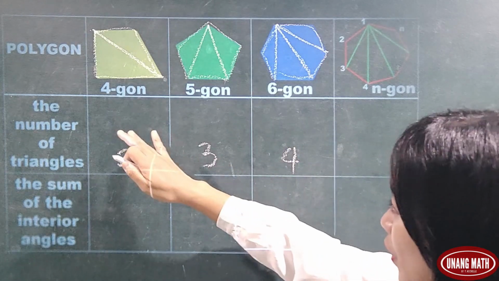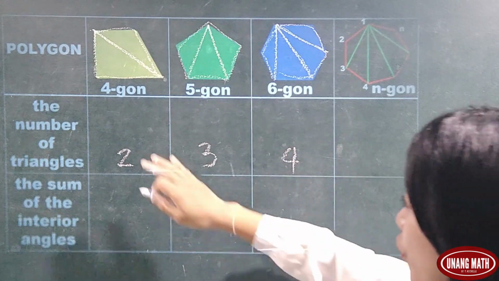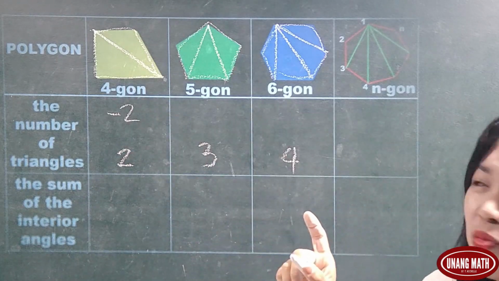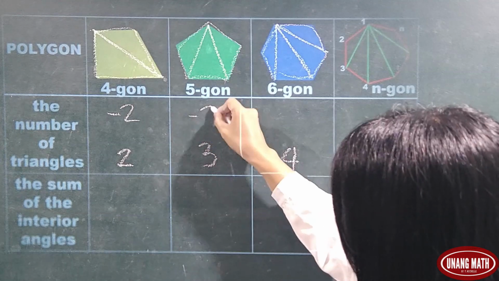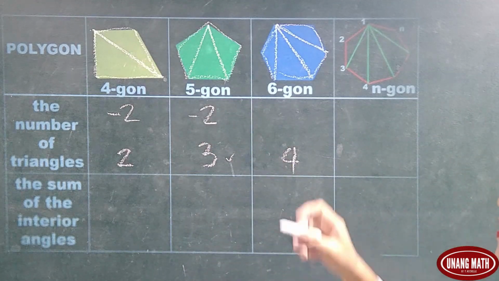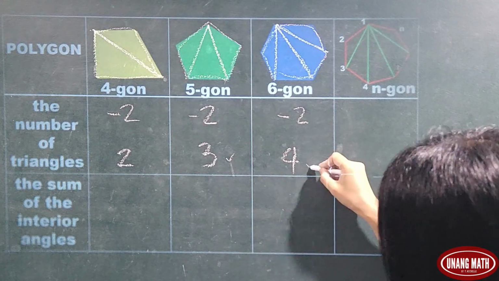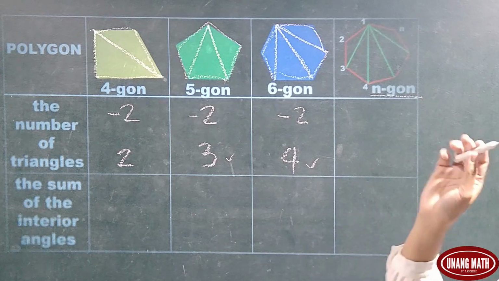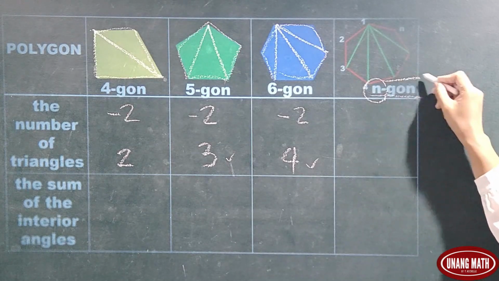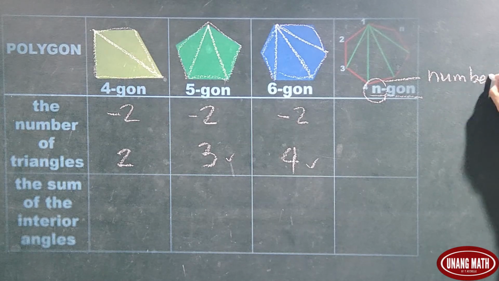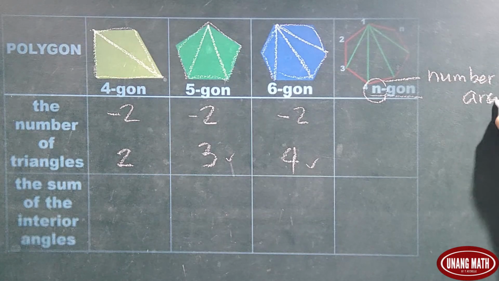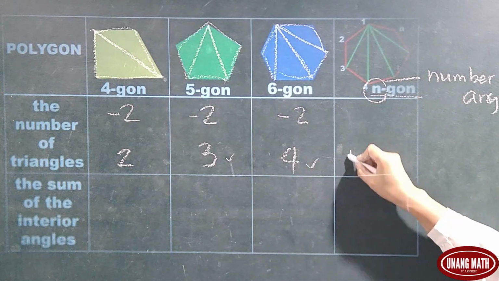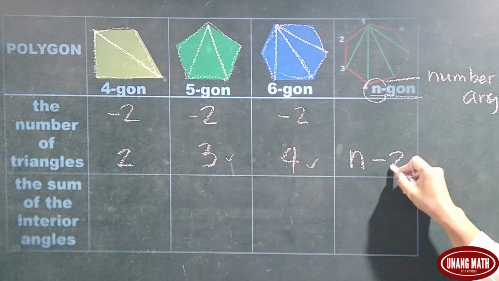Okay, now notice the pattern. For foregon, there are 2 triangles. So this is 4 minus 2. For fivegon, 5 minus 2. So there are 3 triangles. Sixgon, 6 minus 2. So there are 4 triangles. Okay, what about if we have an n-gon? Okay, n here is the number of angles of that polygon. So for an n-gon, this is n minus 2.